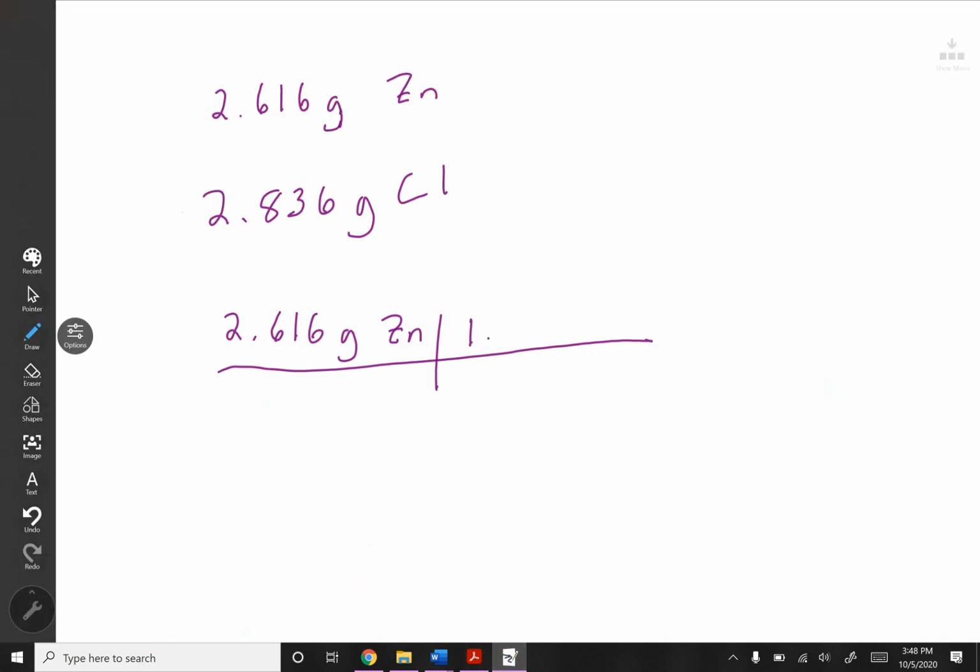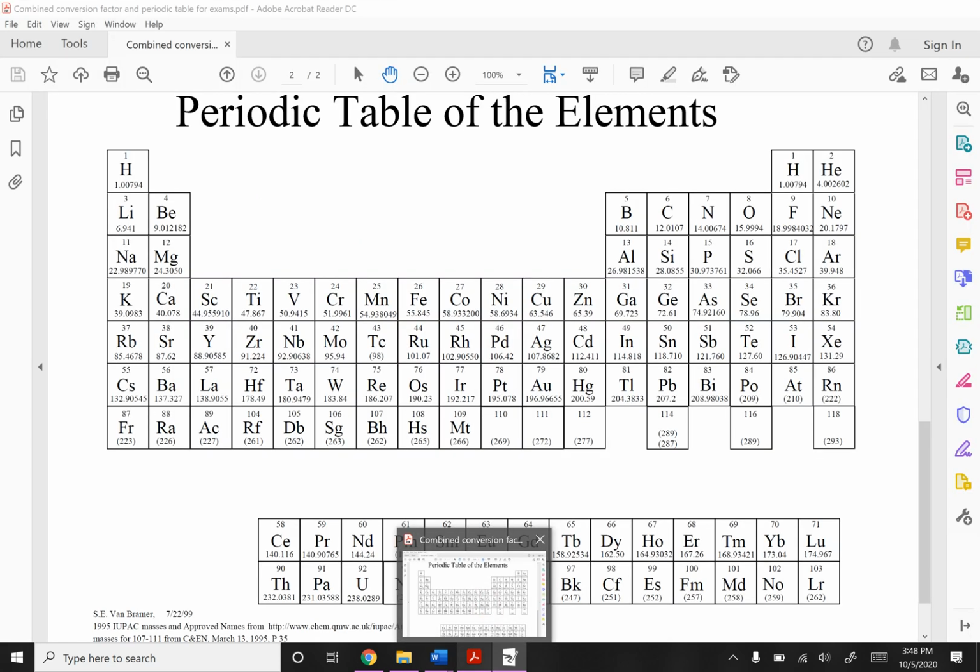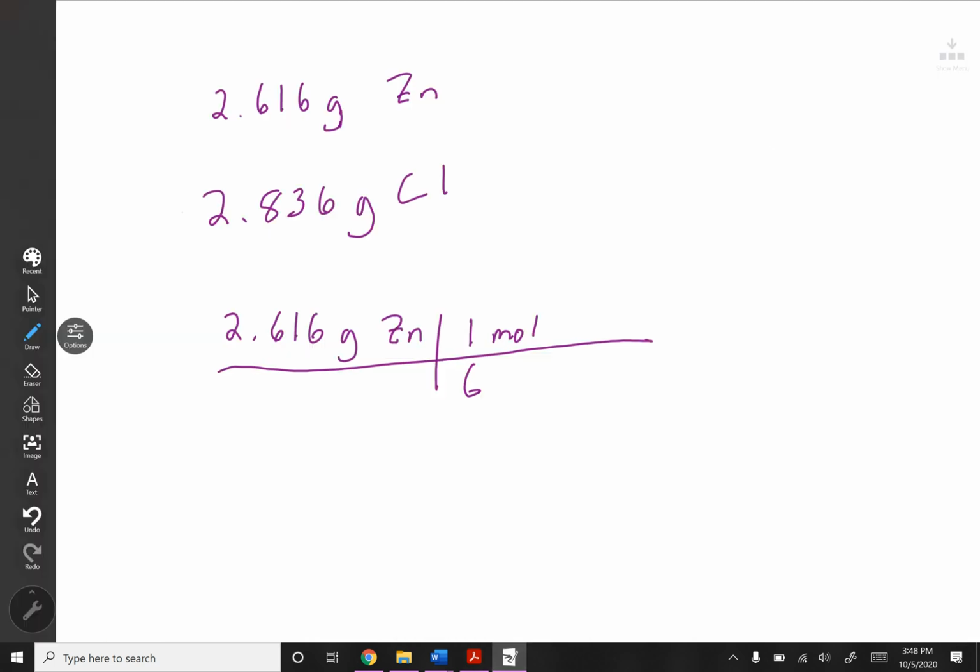What do we want? We want moles. So for every 1 mole there are 65.39 grams. Notice I'm putting moles over grams because I want to end up with moles. Grams cancel with grams, and I take my calculator and say 2.616 divided by 65.39, which gives me 0.040 moles.